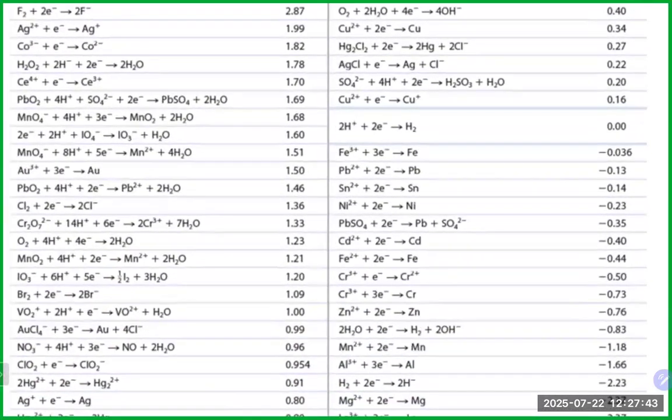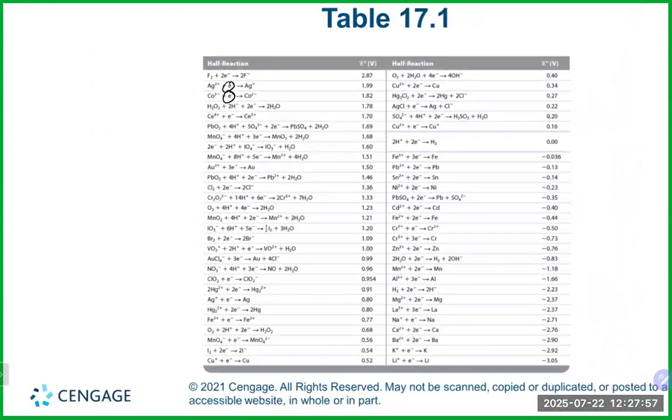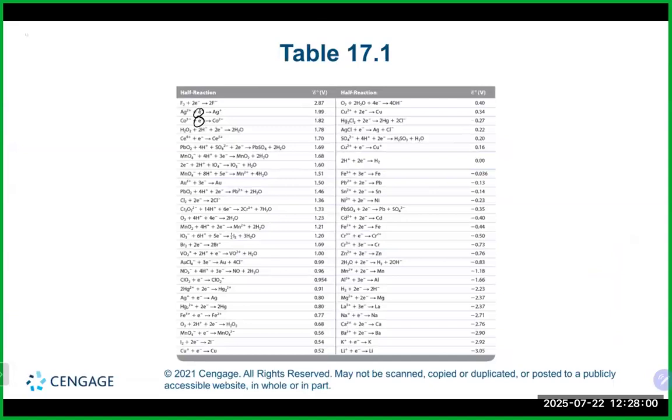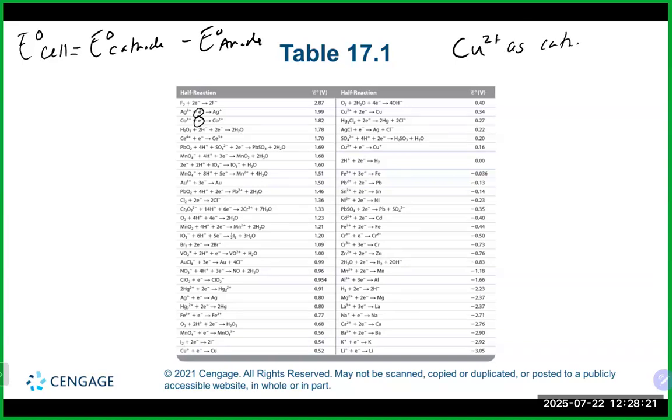So here is a table similar to one that you have in your book. If you look at this table, every single one of these is written as a reduction reaction, and they all have the electrons on the reactant side. So we have this equation, E of the cell is equal to E of the cathode minus E of the anode. Let's just say we took copper 2 as our cathode, and zinc as our anode in a galvanic cell that we put together.